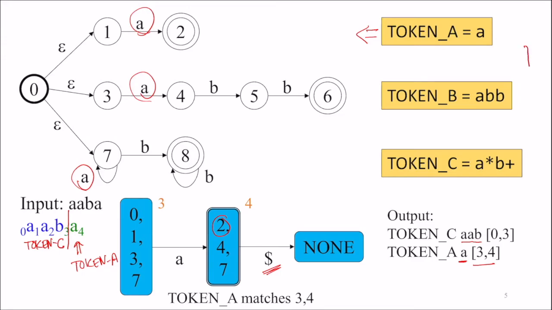And as before, if there are two tokens that can match exactly the same length, then we pick the one that is a higher priority in this list. So token A has a higher priority than token B, which is higher priority than token C. So the order in which they're defined matters.